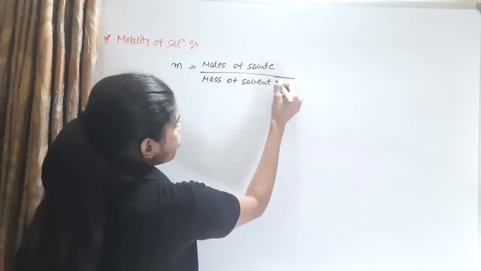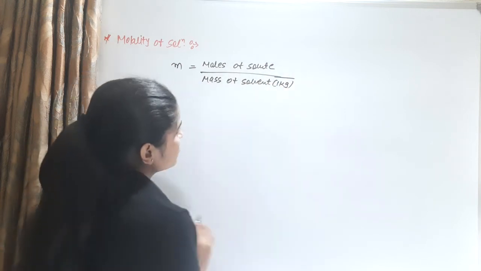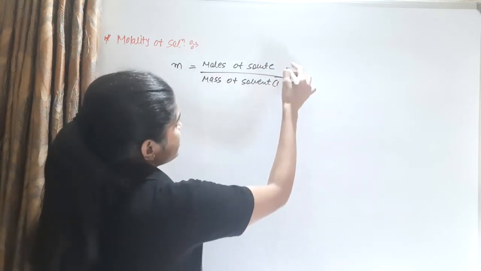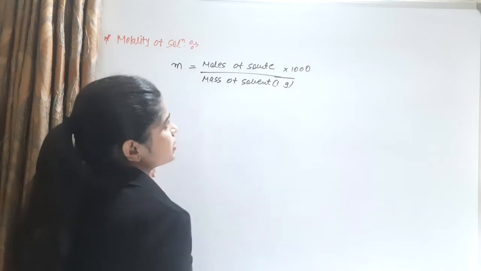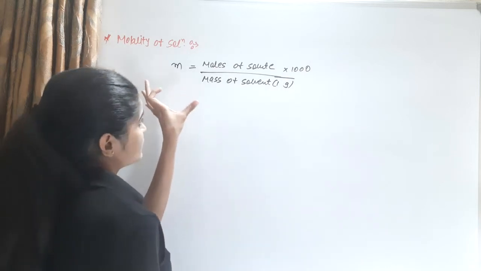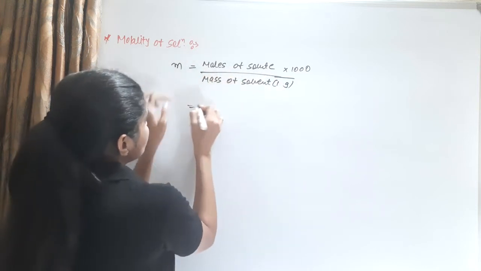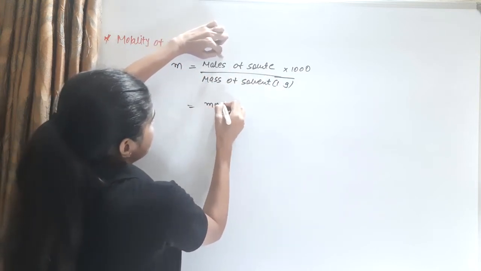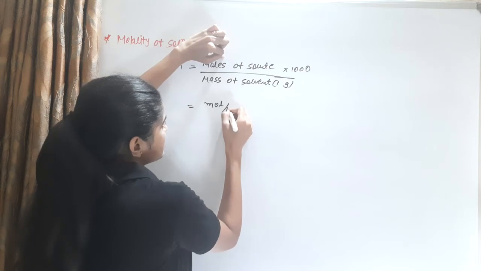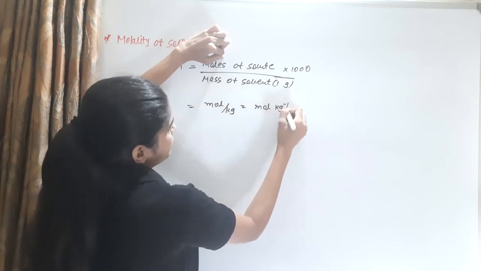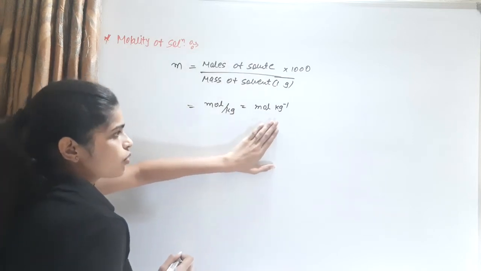The mass of solvent is in 1 kilogram, whereas the mass of solvent given is in grams, so it is multiplied with 1000. That is the definition of the molality of solution. Its unit is moles of solute, so first its unit is mole, divided by the mass of solvent in kilogram. So that is mole per kilogram. Its unit is mole per kilogram.